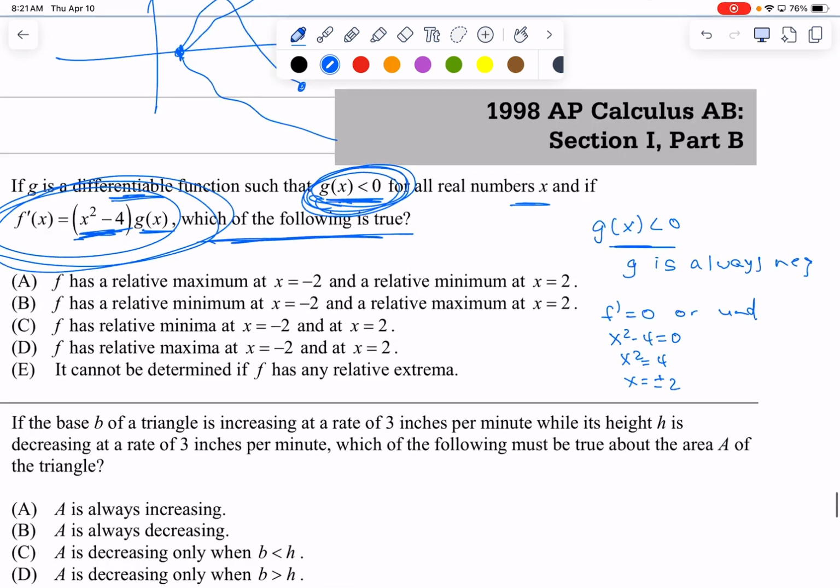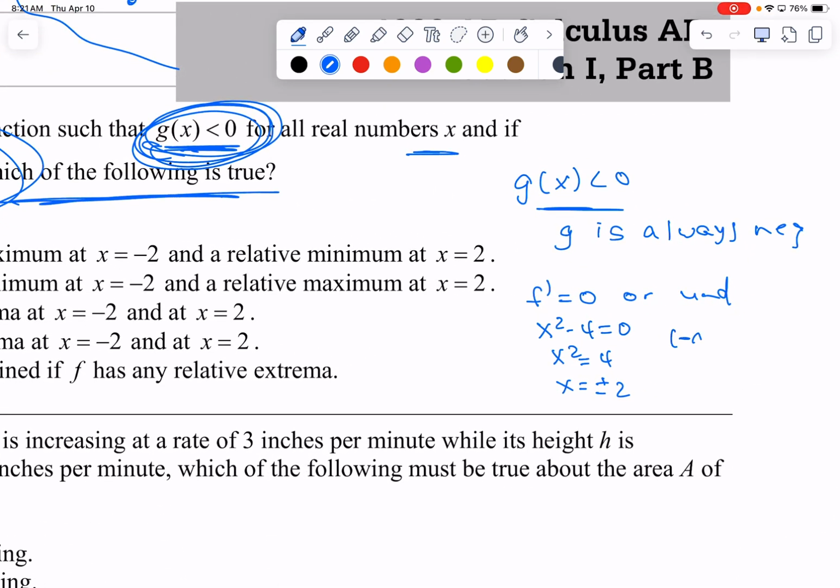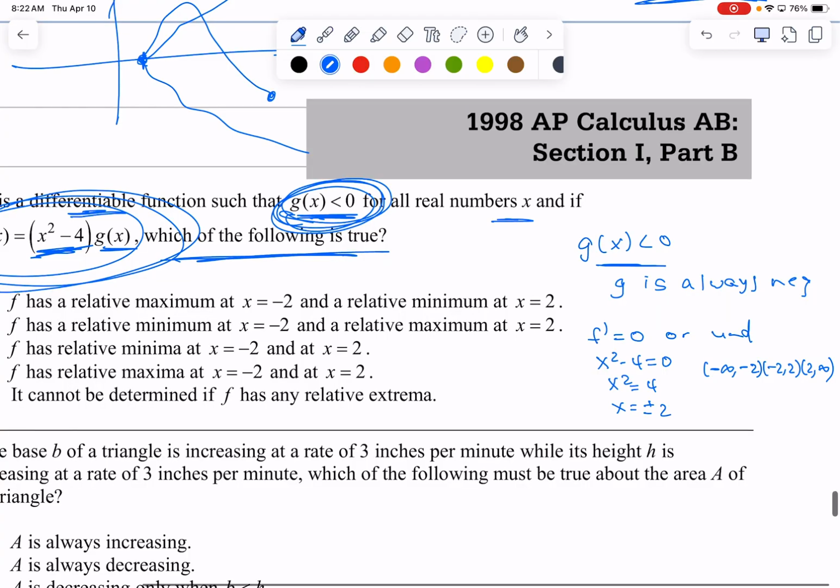So my sign analysis is going to be from negative infinity to negative 2, from negative 2 to 2, and from 2 to infinity. Now let's do a test value. They already told you g of x is always going to be negative. So we know that's automatically going to start with a negative when I do my sign analysis. So when I test 0, that's going to make this negative, and that's going to make this negative. A negative times a negative is a what?